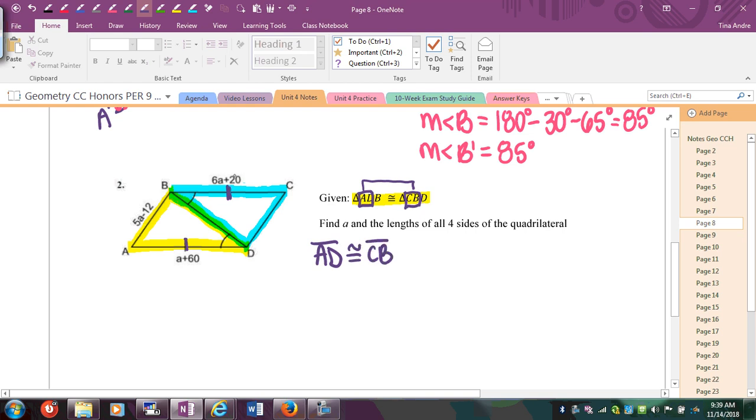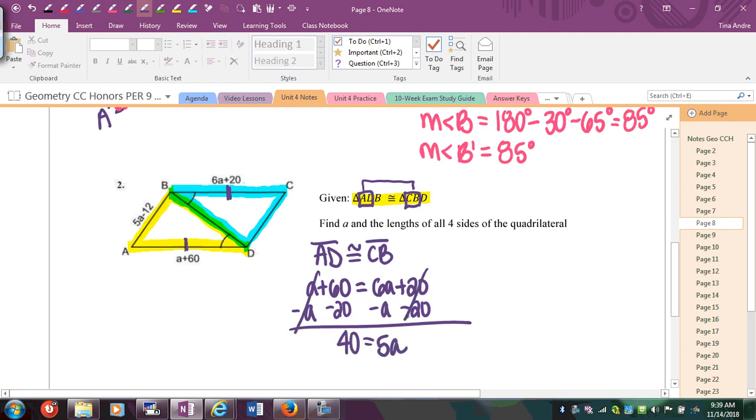So then from there, set them equal. So AD is A plus 60. Well, that must equal the length of side CB, which is going to be 6A plus 20. And from here, once I have an equation set up between my expressions, well, now I can solve for A, and then once you know A, you can plug it back in. So let's go ahead and solve this. Subtract A from both sides, move this 20 over to the other side. So we have 40 equals 5A. Divide by 5, we get 8 for A. So there's the first part, the value of A.